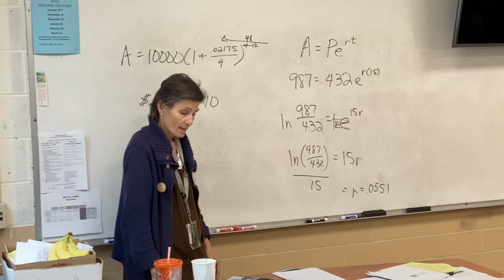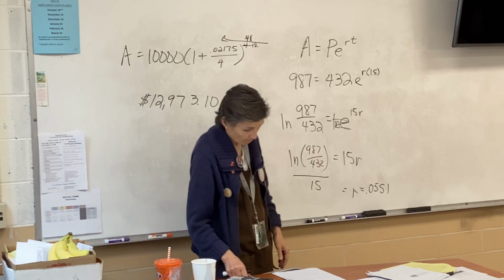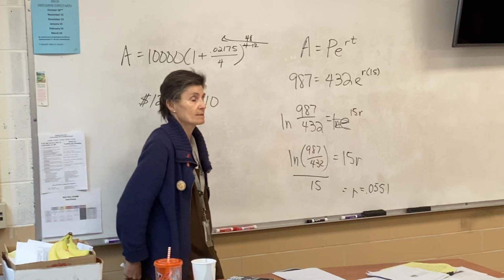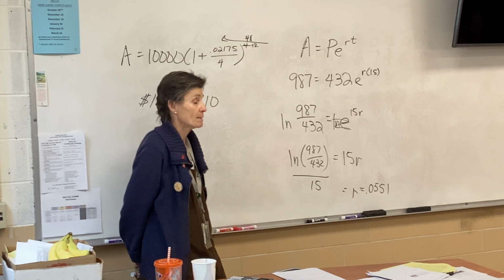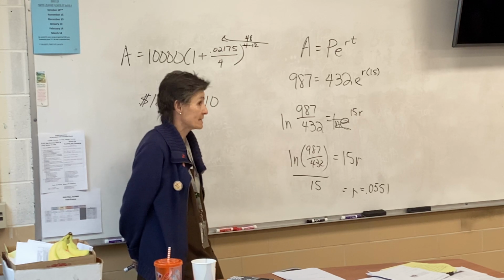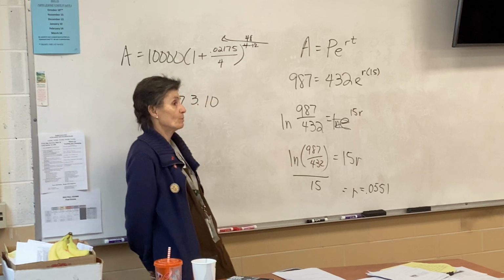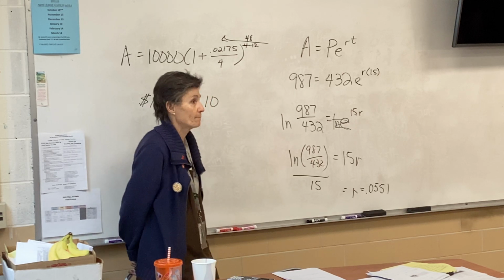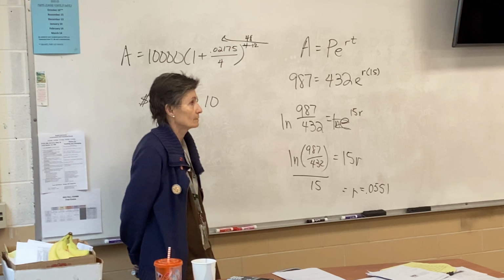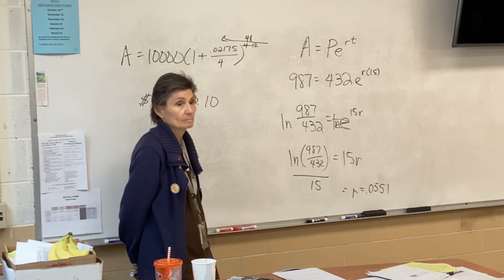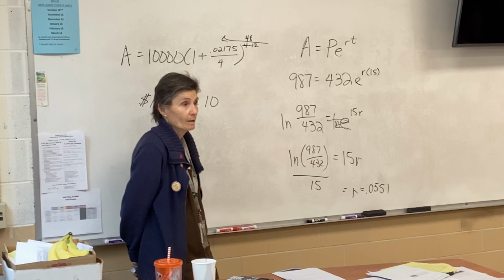It doesn't ask for the percent, it just says the growth constant. So if it had been a money problem and it said find the interest rate, then you would say 5.51%. But the growth constant is just what it is. All right?